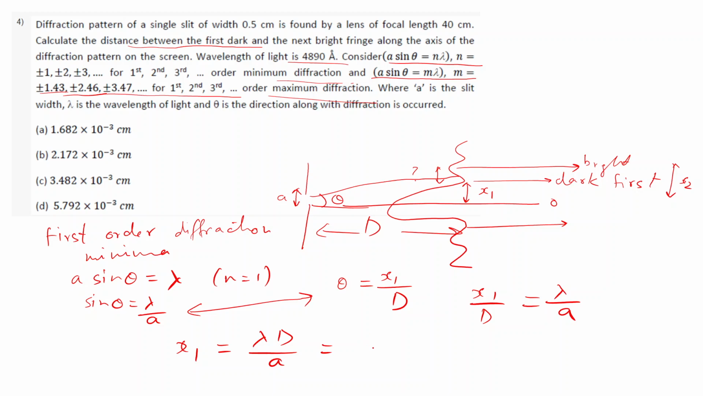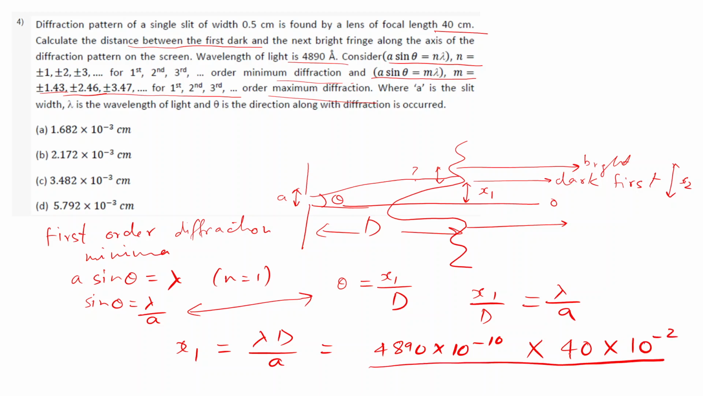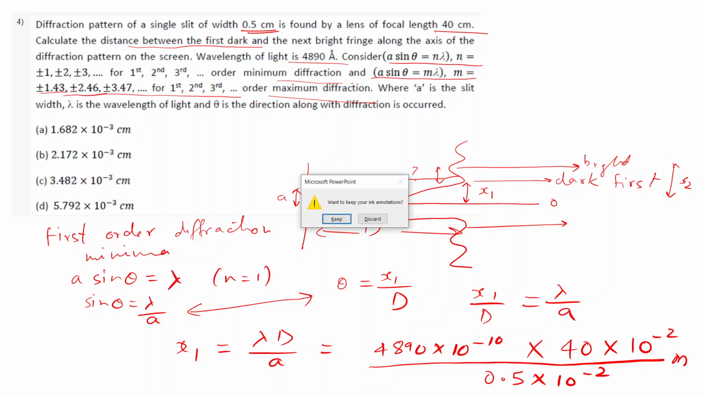Now lambda is 4890 angstrom and d is 40 centimeter. 40 centimeter in meters will be 10 to the power minus 2, divided by a, which is 0.5 centimeter. Everything is in centimeter. For the time being I am converting everything into meters.